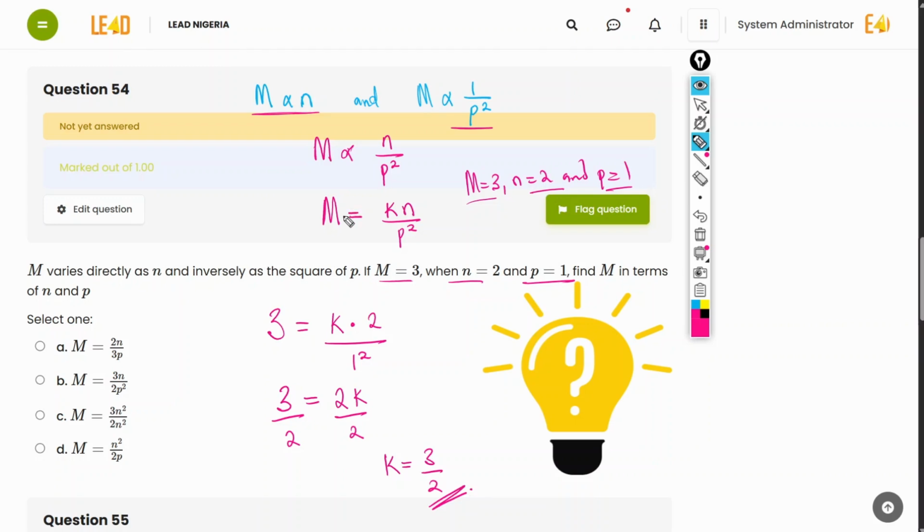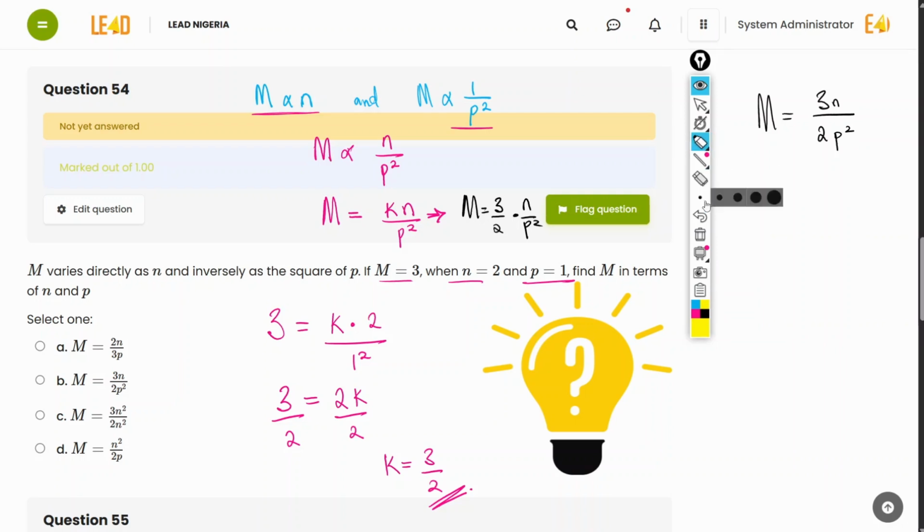So that means that this equation can better be written as m is equal to k, which is 3 over 2, times n over p squared. Or you could write it as m is equal to 3n over 2p squared. Alright, so that's the standard relationship.